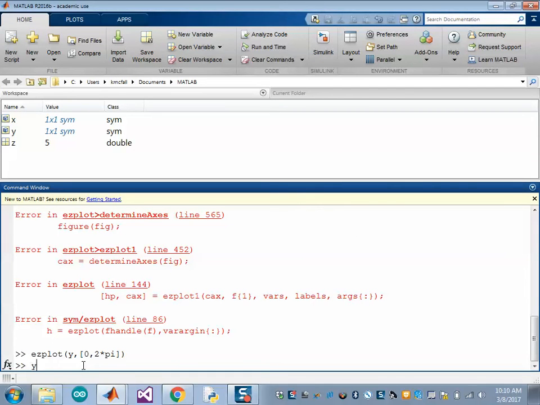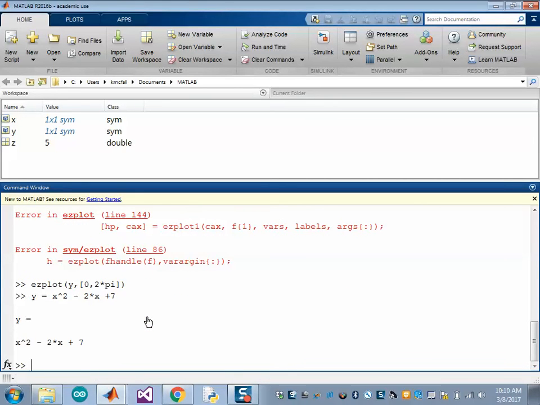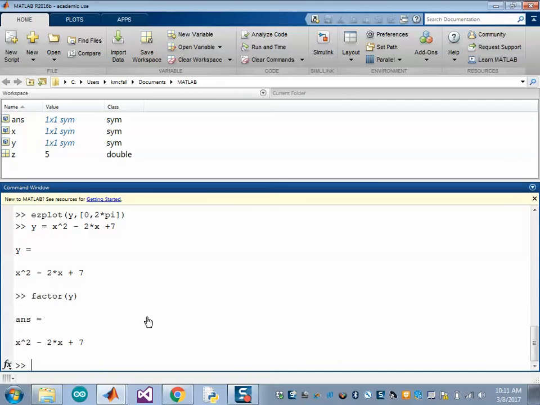Okay, we can have y be other things, like let's say we make it be a polynomial. y is equal to x squared minus 2 times x plus 7. Okay? And then, of course, I can do an easy plot on that. I can do other things. Like I can say, well, factor y. Apparently that one doesn't factor. Okay, let's try another one. Let's try one, maybe. Surely that factors. It doesn't.